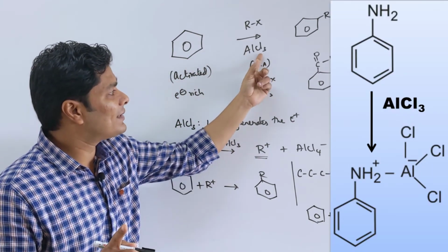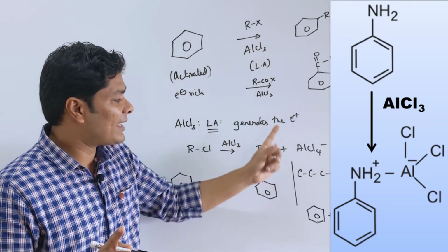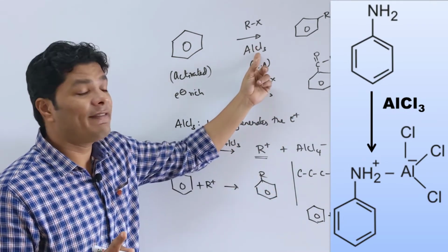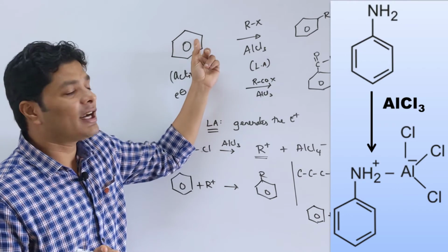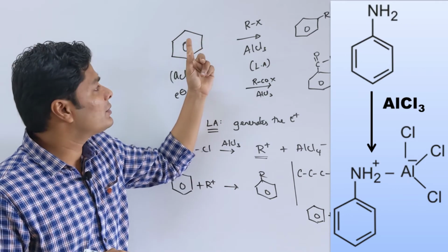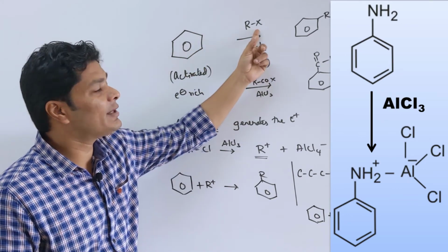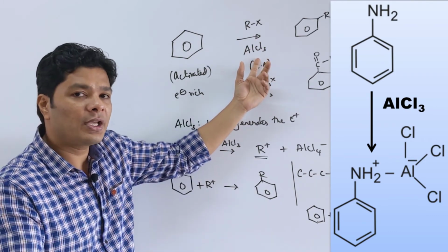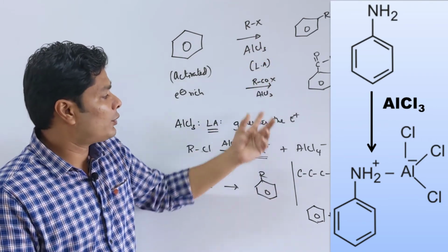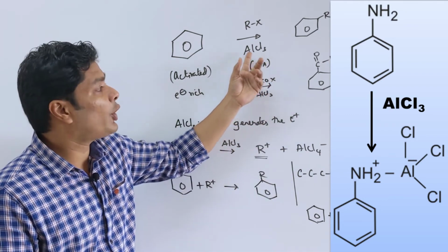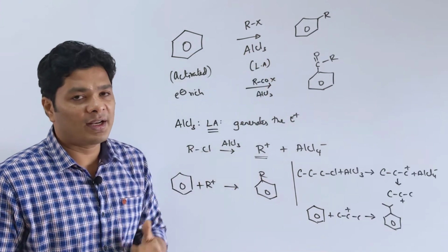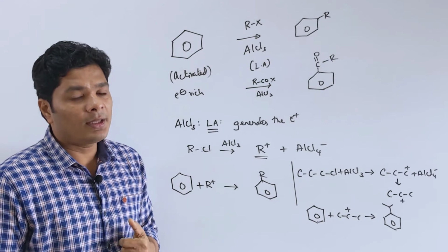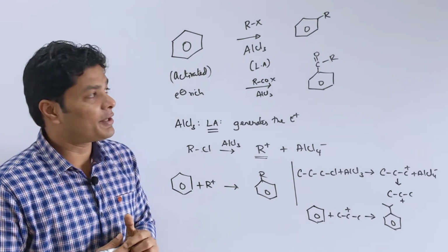So the Lewis acid, instead of AlCl3 behaving like a catalyst, it will be behaving like a reagent joined with aniline to give you an adduct. So there is no chance of aniline meeting with Rx. So because AlCl3 does not produce the necessary electrophile with aniline, instead it joins with aniline, so aniline does not give you Friedel-Crafts reaction.